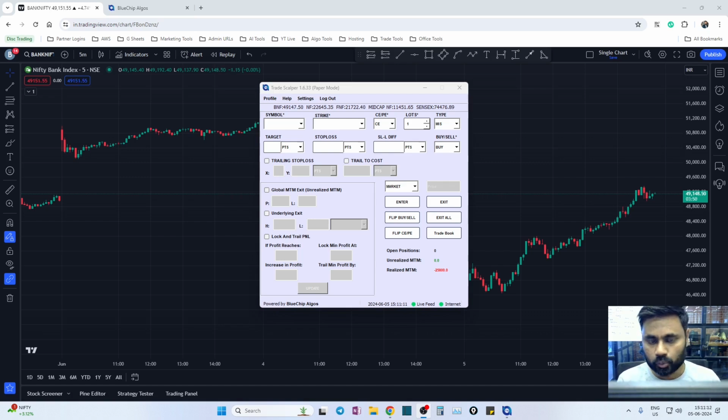In this video, we are going to discuss a very important update that we have introduced in our Trade Scalper application. We have released a new version, which is 1.6. And there are a lot of powerful and innovative features that we introduced into this, so we're going to discuss that.